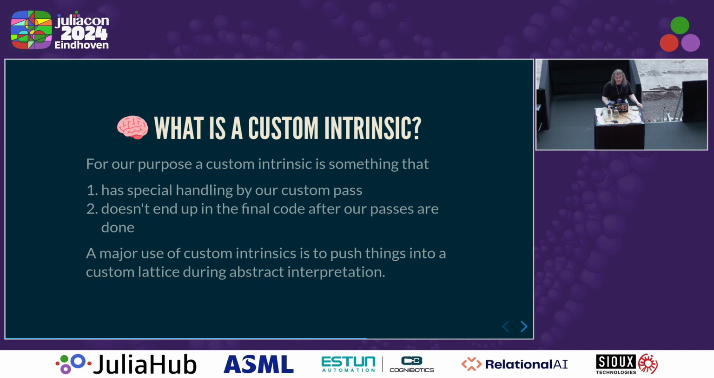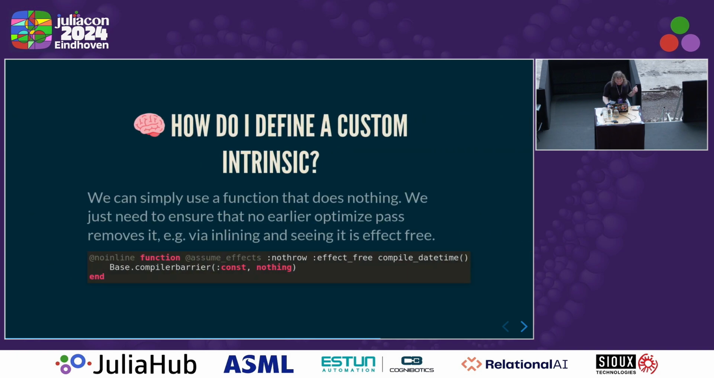Cool. The last special feature I want to talk about is what's called a custom intrinsic. For our purposes, a custom intrinsic is something that has special handling by our custom pass, and that doesn't end up in the final code after our passes are all done. A major use of this is to push things into a custom lattice during abstract interpretation, which you may hear about from Keno later on during the conference. But yeah, I'll show you how it goes.